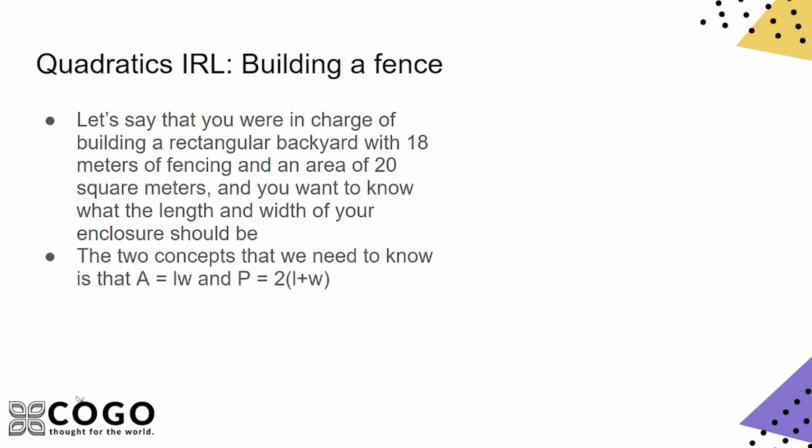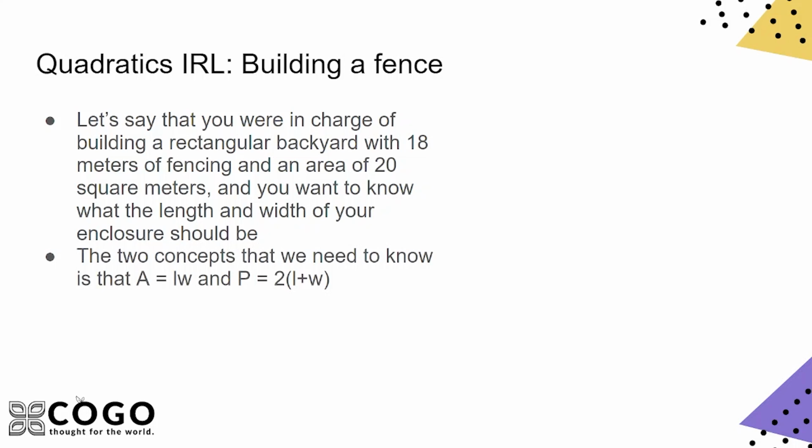To solve this problem, all you will need is two basic geometric equations, which I'm sure you're all familiar with. The area of a rectangle is equal to its length times its width, and the perimeter of a rectangle is equal to twice the sum of its length and width. I would encourage you to pause the video and try to solve this yourself before we get on with the solution.